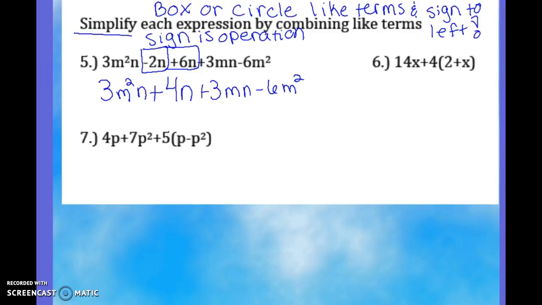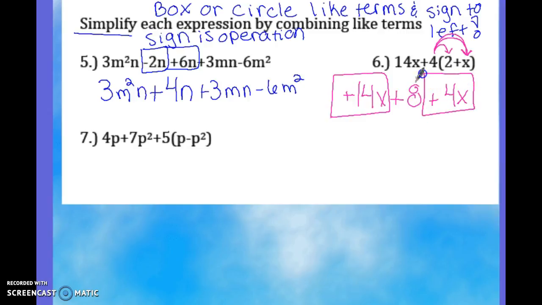Now for number 6, before I can do anything, I need to distribute. If you can distribute, always do it first. So you have 14x plus 4 times 2 is 8 plus 4 times x is 4x. So when I look at my signs, if there's nothing out front, it's really positive. So positive 14x plus 4x is positive 18x, and 8 has nothing to add on, so it just gets brought down.